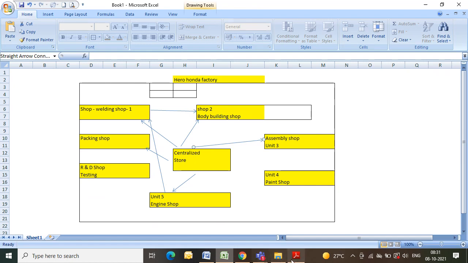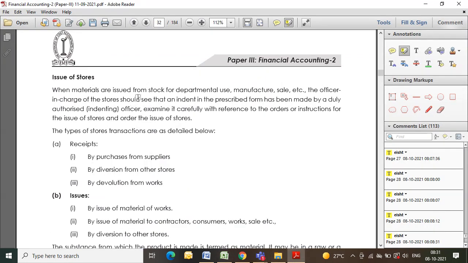Now what it says is, materials are issued for use, for manufacture, for sale. The officer in charge should ensure that the indent in the prescribed form has been made by the duly indenting officer, and there is a reference to that also, because the storekeeper has to maintain those records. So they will issue the material when they receive the requisition, right? Whenever a requisition is received, they will issue based on that.